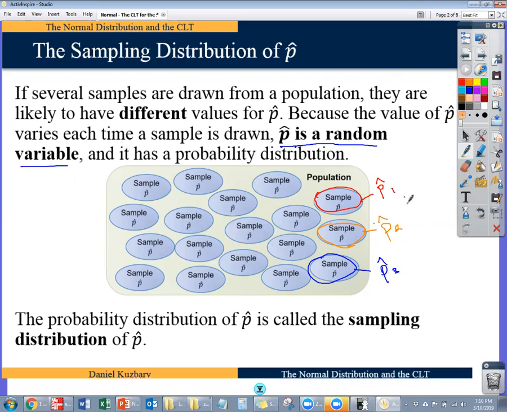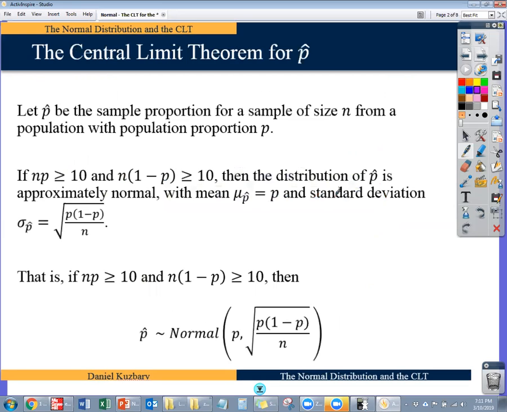Which means that it has its own special probability distribution, so just like with x bar being a random variable has its own distribution, p hat has its own too. We'll call that the sampling distribution of p hat. So we can find the proportion of people in a category just from taking a sample and calculating the proportion. But we could also, if we know enough things about the population, do some probabilities with the proportion as well, just like with the sample mean. Let's go ahead and look at the central limit theorem for p hat.